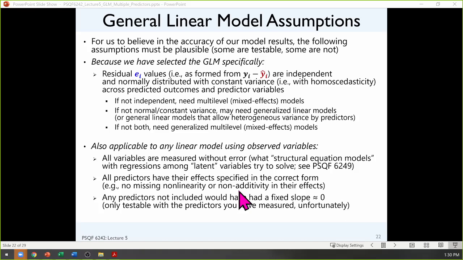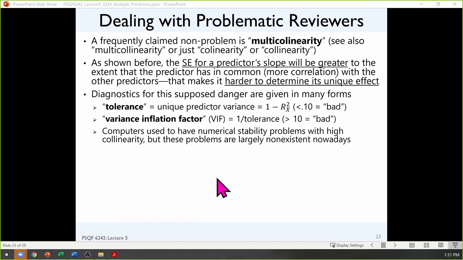And anything you haven't included is assumed to be zero. That's always the case. And if you haven't measured it, then you can't do anything about it. So these are just some caveats. Here are some things that you may hear about from picky reviewers that are not actually problems.